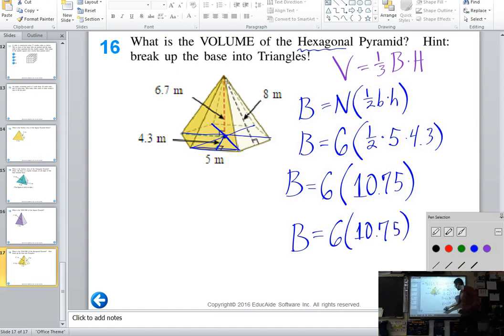So 6 times 10.75, don't know why I wrote that again. We want to calculate that answer to be 64.5. Now some people stop there. They think they're done. We're not done. We've got a tiny bit more to do.